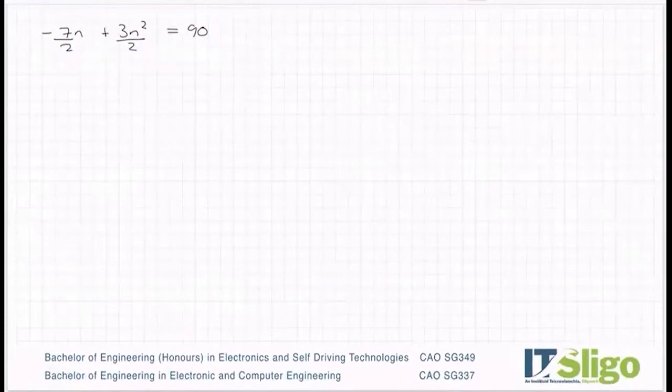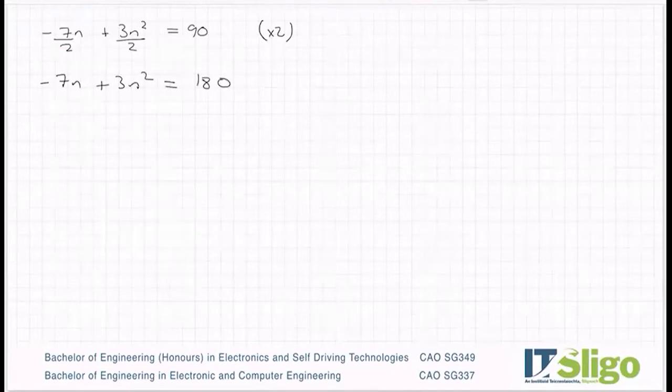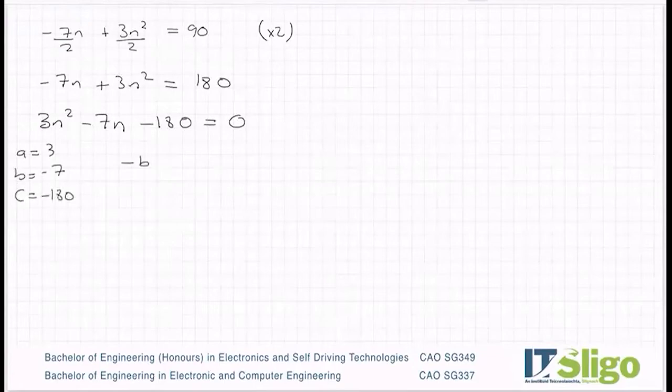I'm going to multiply across by 2 to get rid of all those fractions. So minus 7n plus 3n squared is equal to 180. It's definitely looking like a quadratic, so n squared goes first, minus the 7n, bring over the 180. A is equal to 3, B is equal to minus 7, C is equal to minus 180. So minus b plus or minus the square root of b squared minus 4ac, all over 2a.